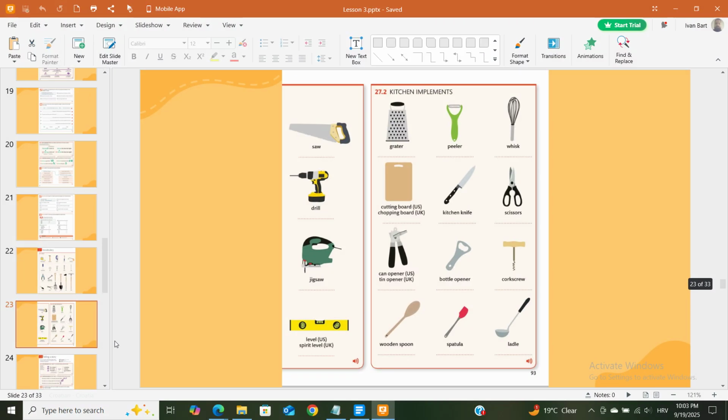27.2 Kitchen implements. Saw, grater, peeler, whisk, drill, cutting board (US), chopping board (UK), kitchen knife, scissors, jigsaw, can opener (US), tin opener (UK), bottle opener, corkscrew, level (US), spirit level (UK), wooden spoon, spatula, ladle.